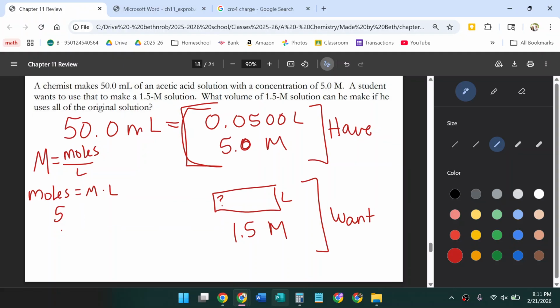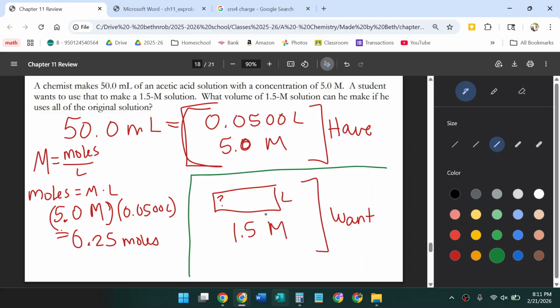See if plugging in, oh, good, plugging in for a second renewed it. Times 0.0500 liters. If we do those, we will get 0.25 moles. So that's all the moles we have in this original solution. I'm going to put this box in green and switch over to green. So we have possible 0.25 moles that we can use. And in total, we're using all the solutions, so we're using all of those moles.